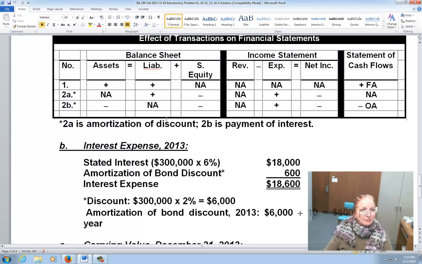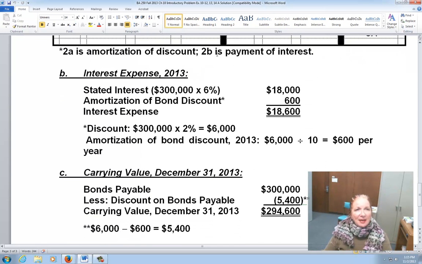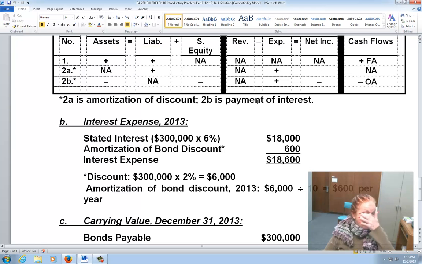But then B here is, I'm going to lift that up just in case, payment of the interest. So here we have B, the payment of the interest. So cash is going down because we made a payment. Equity is going down because we had interest expense. Expenses are going up because we had interest expense. Net income is going down because we had this expense. And then it's a reduction of operating activities, cash flow from operating activities, less cash because we paid that interest.